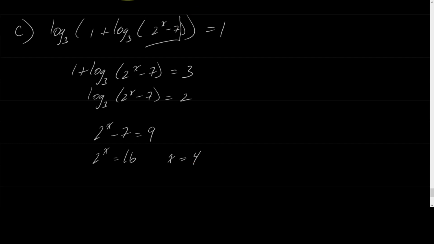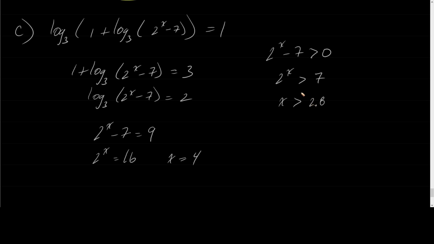Really, the only part that we have to check is this part right here, right? And in here, this is saying that 2 to the x minus 7 must be greater than 0. So 2 to the x must be greater than 7. Right? And if I take log base 2 of both sides, or apply the change of base formula for ln's, I end up with approximately 2.8.